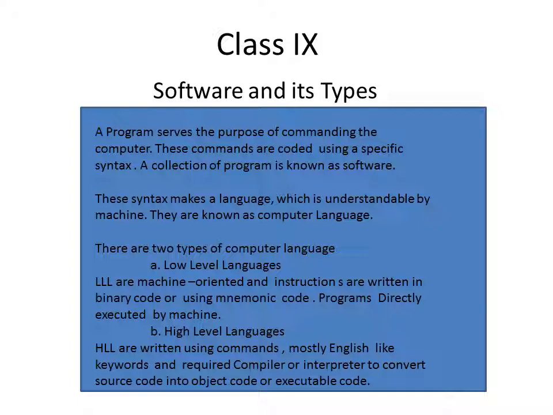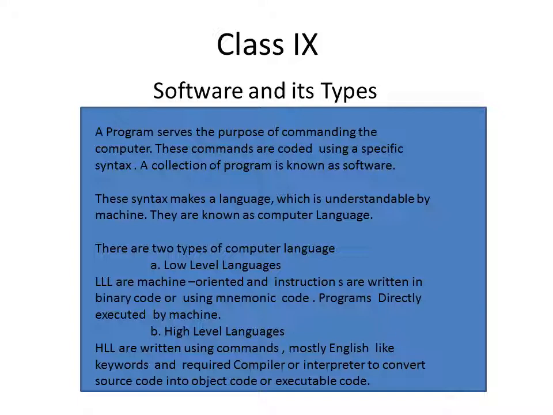Now, these computer languages are divided into two parts. One is called low-level language, another is called high-level language. These languages are made of grammar, and the grammar of the language we call syntax. Low-level computer languages are mainly made of binary codes or binary digits. They are very simple for the machine to understand, but it's very hard for common people to write a program in the binary language.